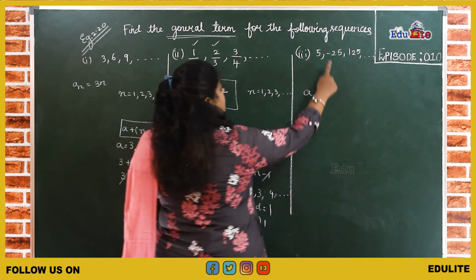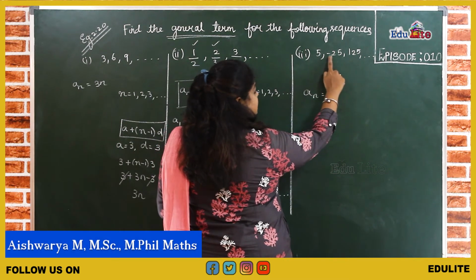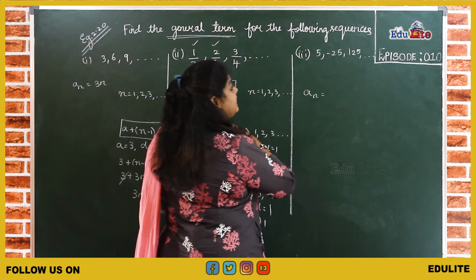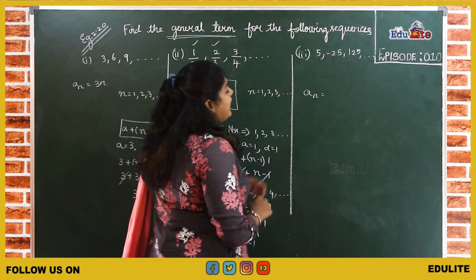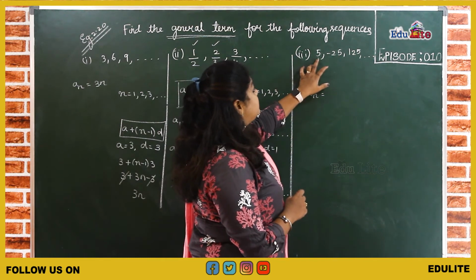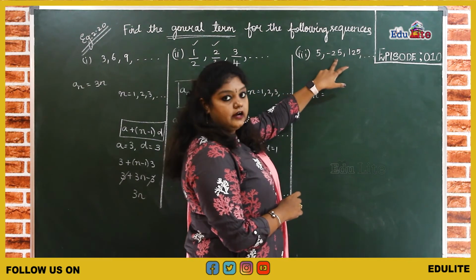Also, the alternate number is minus, plus, and the next number in the sequence will be minus. So the alternate terms are minus. And what is the connection between 5 and 25? We can easily find out. First 5, the next number given is 25. So 5 square will give us 25.